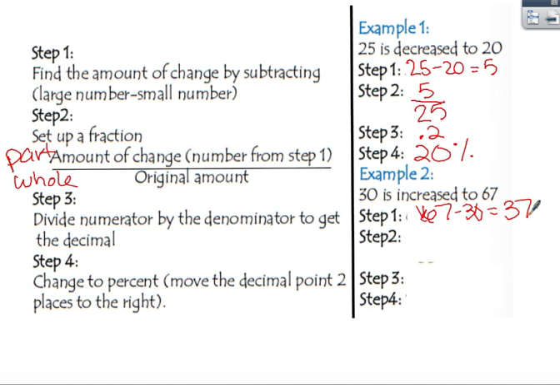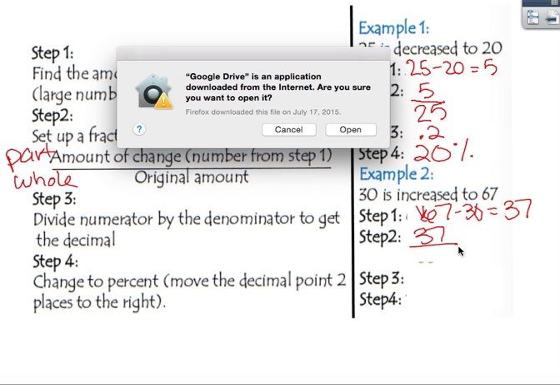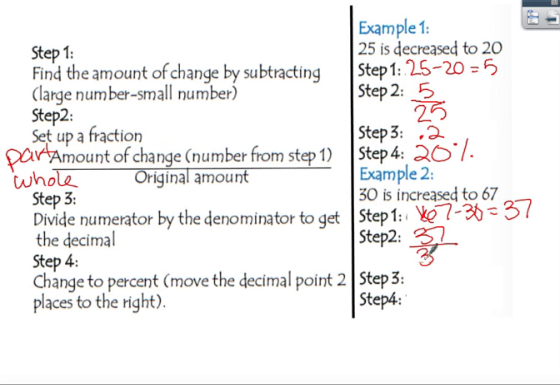Step 2 is to write a fraction. What goes on top? 37, the amount of change, over the original, 30. It's the amount of change over the original. Okay, reread your formula. It is the amount of change over the original amount.